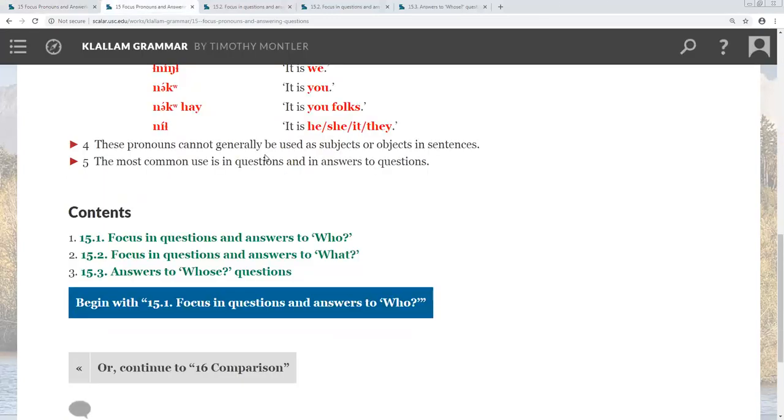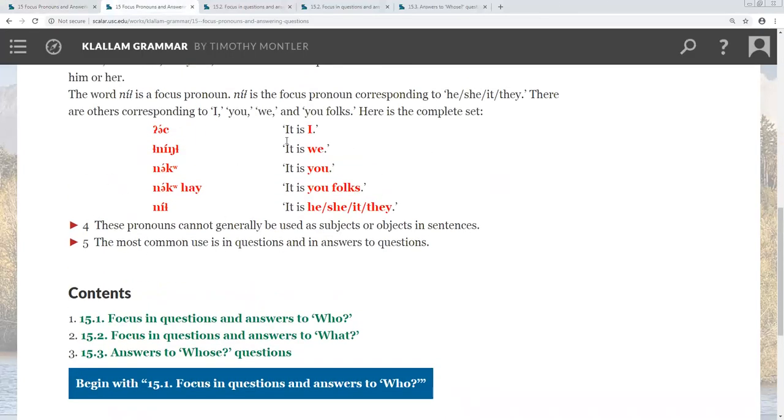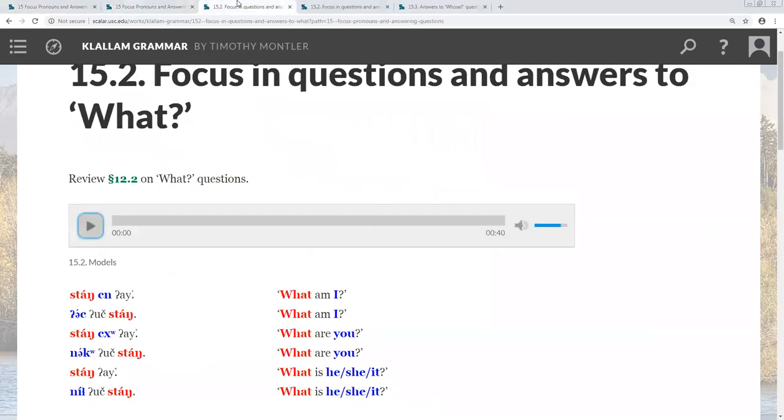That would look like this right here in the red: for I, for we, nuk for you, nuk hai for you folks, and nish, again, he, she, it, or they. So we'll go over to our focus and question and answer to who.